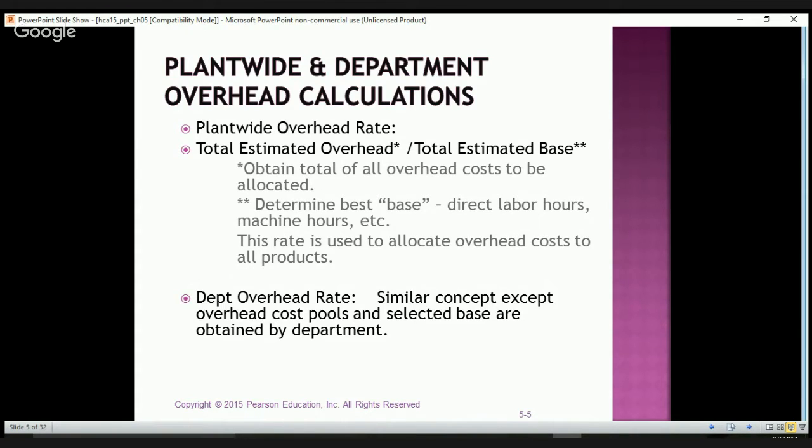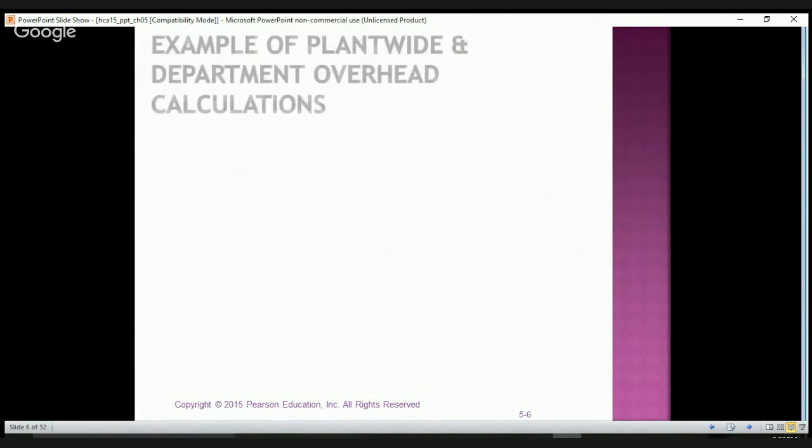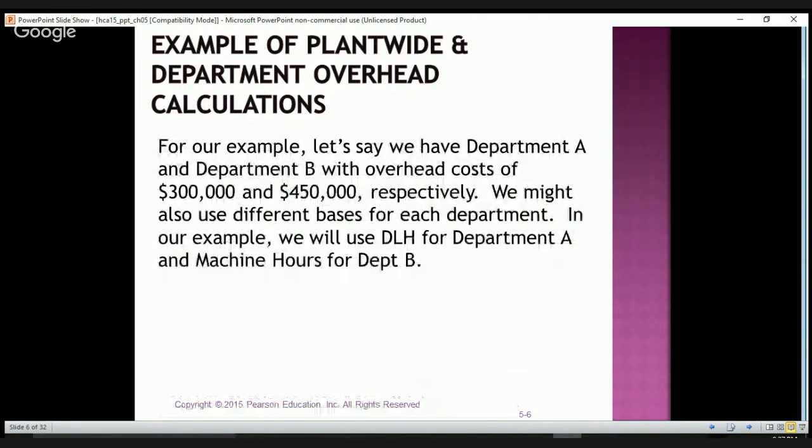The departmental overhead rate works similarly. It would take the overhead and divide it separately by department. So, an example of plant-wide versus departmental overhead.